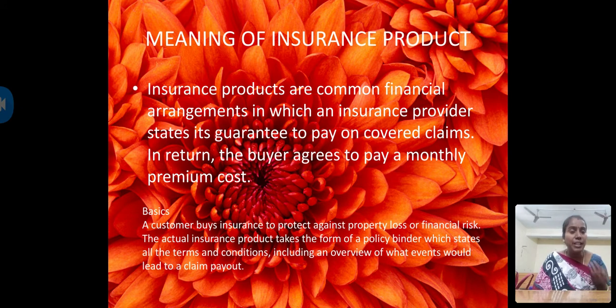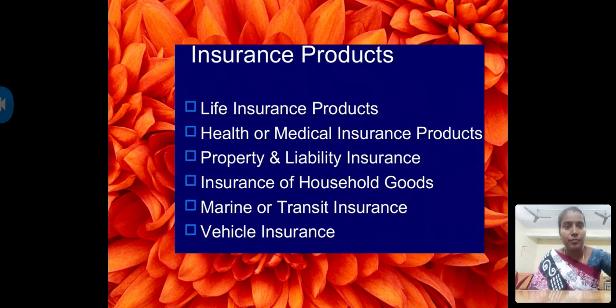Insurance company is ready to pay when you join the policy. That is called an insurance product. So, if you see, there are various types of insurance products here. First and foremost is life insurance product. Next is health or medical insurance products. Property and liability insurance products. Insurance of household goods, marine or transit insurance, vehicle insurance.